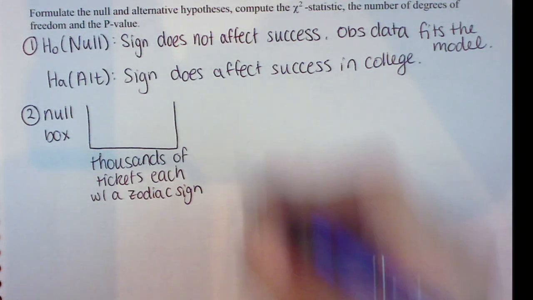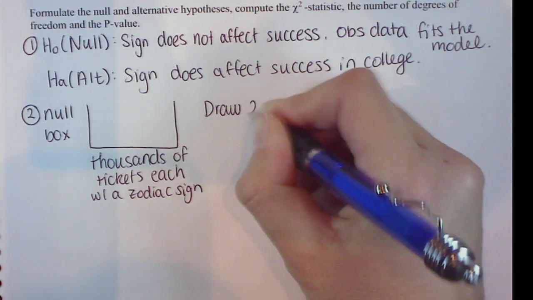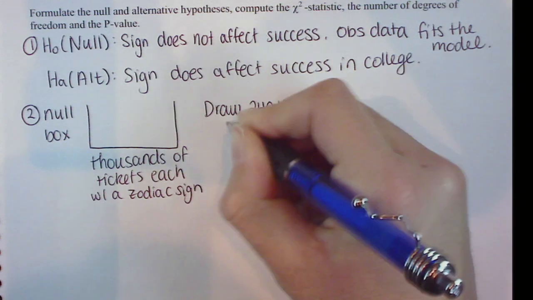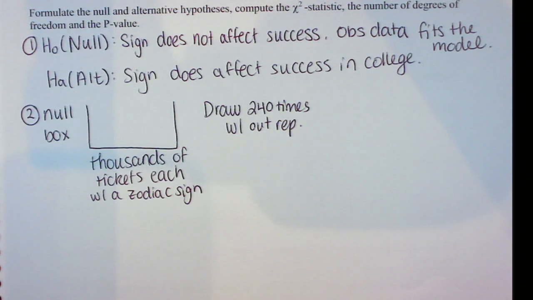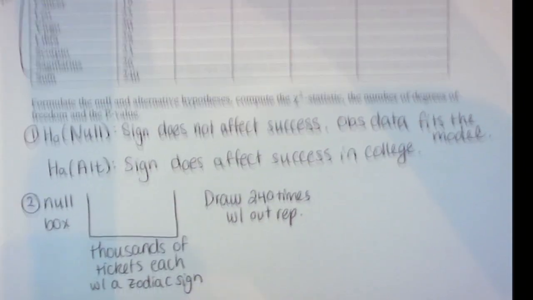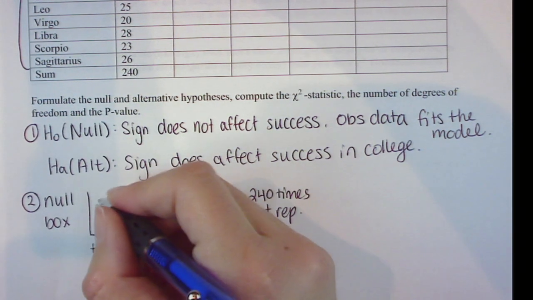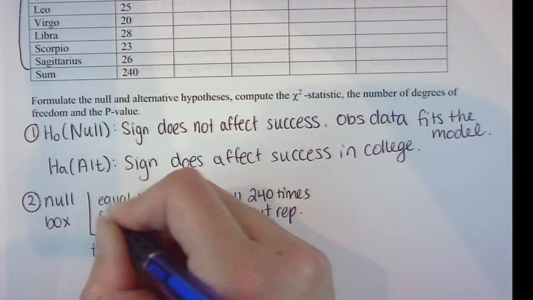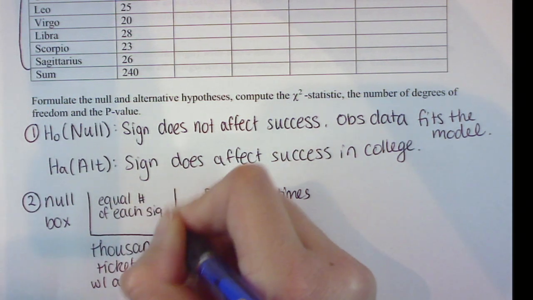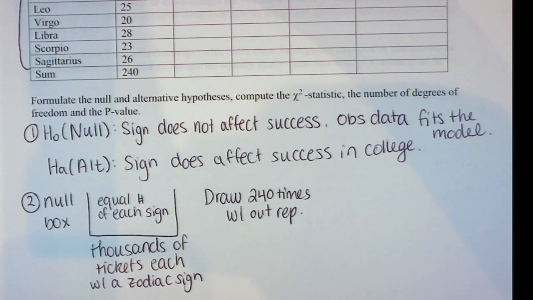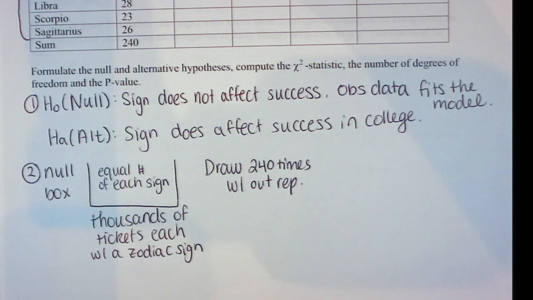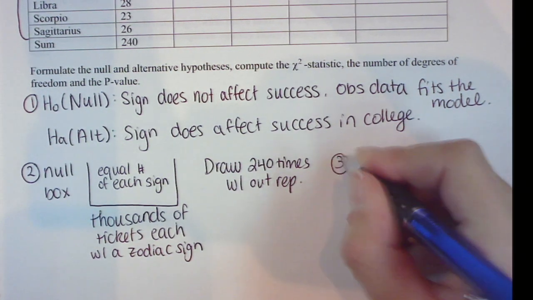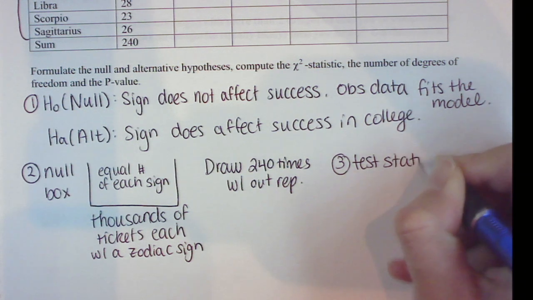And then we would draw 240 times to get our sample. 240 times without replacement. Right, so that's the null box, assuming the null hypothesis is true. There's an equal number of each. I'll say equal number of each sign in the whole population. We picked our top 240 students, so they should have equal number of signs as well. So that looks good. Step 3 is to calculate our test statistic, which is chi-squared.